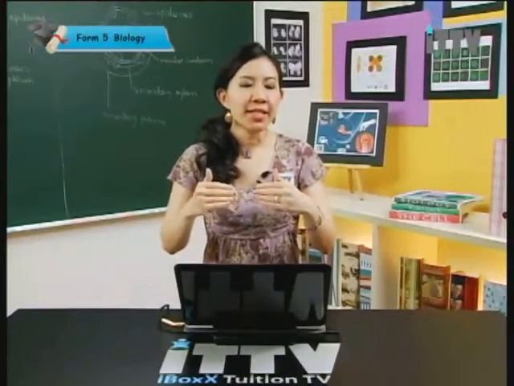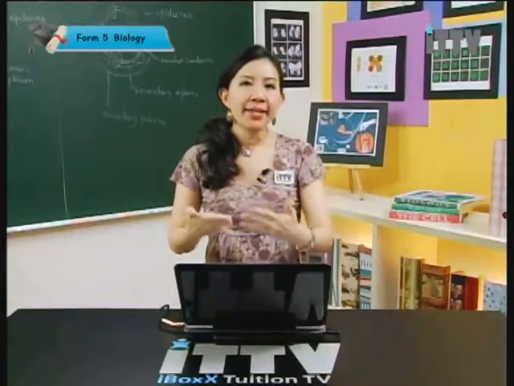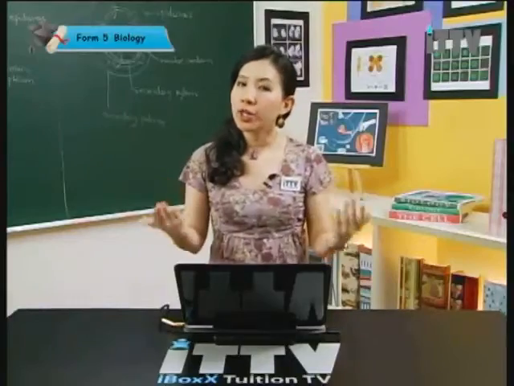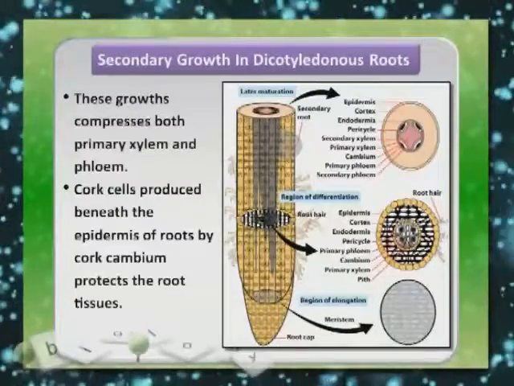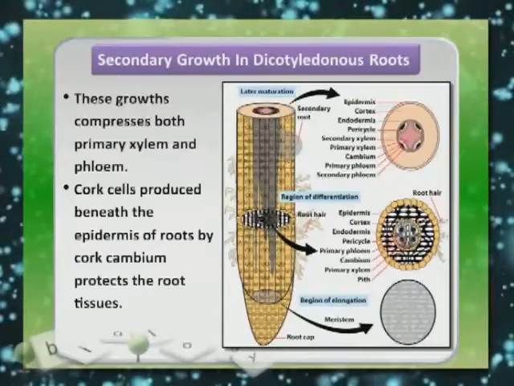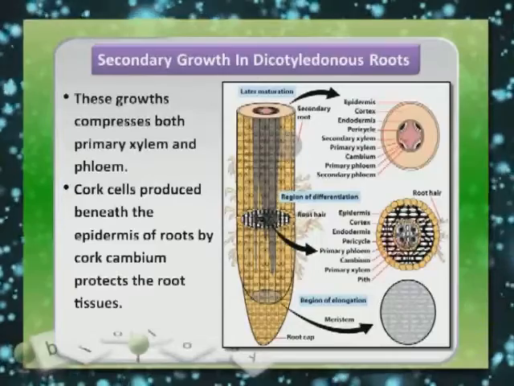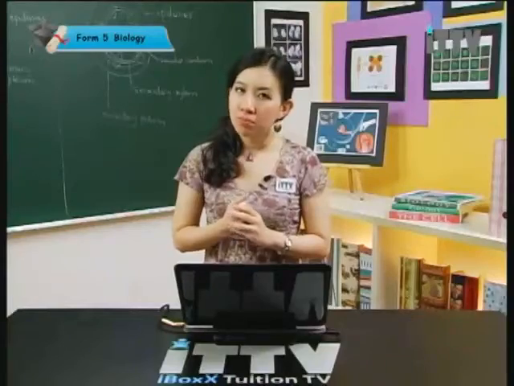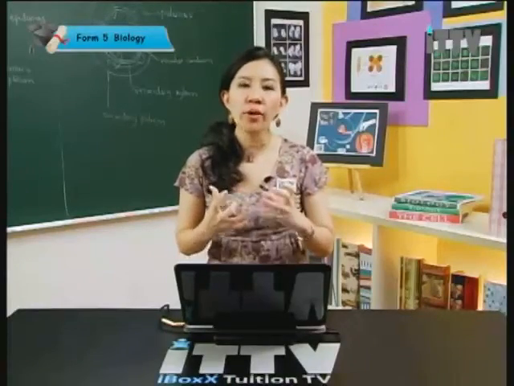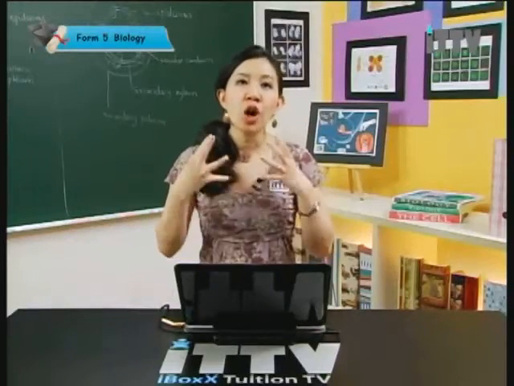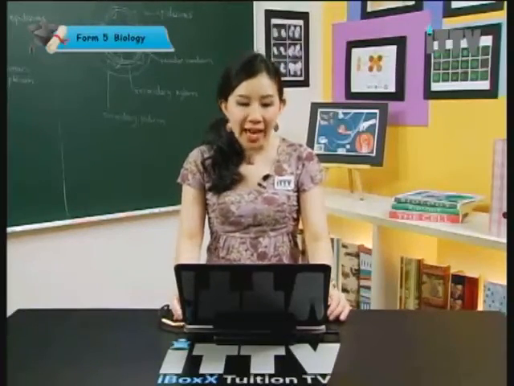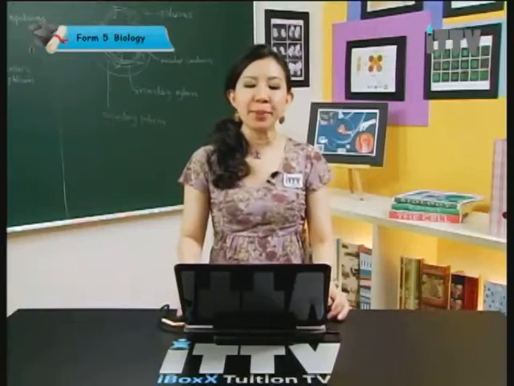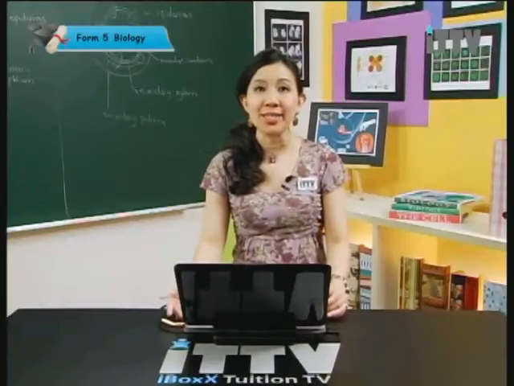So the growth of the secondary xylem on the inside and secondary phloem on the outside, what are the consequences? These growths will compress both the primary xylem and primary phloem, and the cork cells produced beneath the epidermis of the roots by the cork cambium will protect the root tissues, signifying the importance of the cork cambium dividing to produce cork. That ends our coverage of secondary growth in dicotyledonous plants.